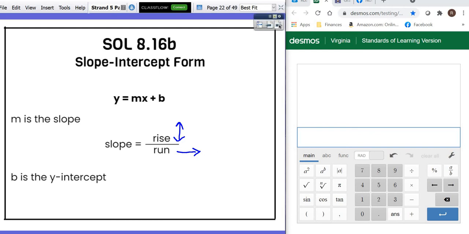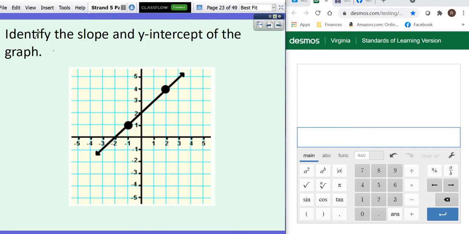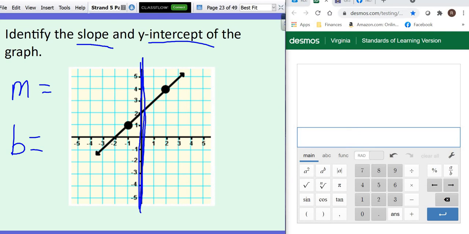So let's see if we have a couple of examples. It says identify the slope and the y-intercept. So first of all, let's remember that slope is the letter m and y-intercept is the letter b. So this is your y-axis, and the first thing I always look for is where is the line crossing the y? Well, it's crossing at positive 2. So your y-intercept is 2.